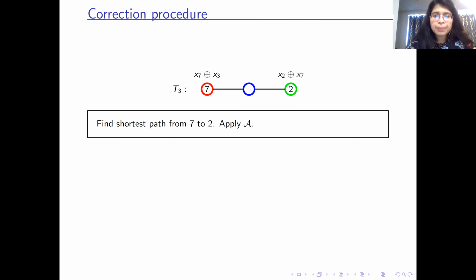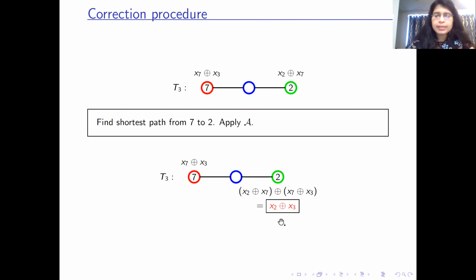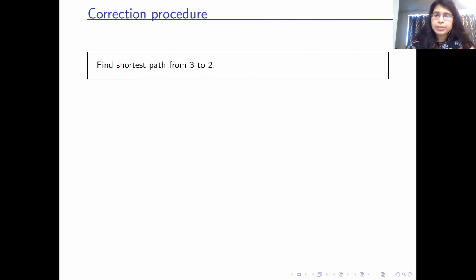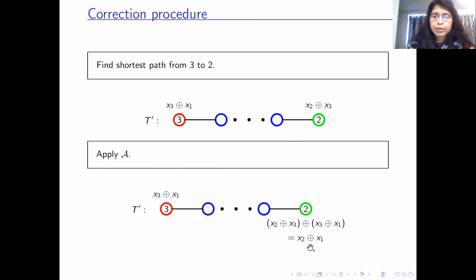We find the shortest path from 7 to 2, and we apply A. This time the shortest path is the subtree itself. The parity at 7 initially was x7 or x3, and at 2 it was x2 or x7. So after applying A, the parity at 2 becomes x2 or x3. It's still not correct. So now we find the shortest path from 3 to 2. This is the path obtained. Initially the parity at 3 was x3 or x1, and at 2 it was x2 or x3. So we apply A, and the parity at 2 becomes x2 or x1. Now it is correct.